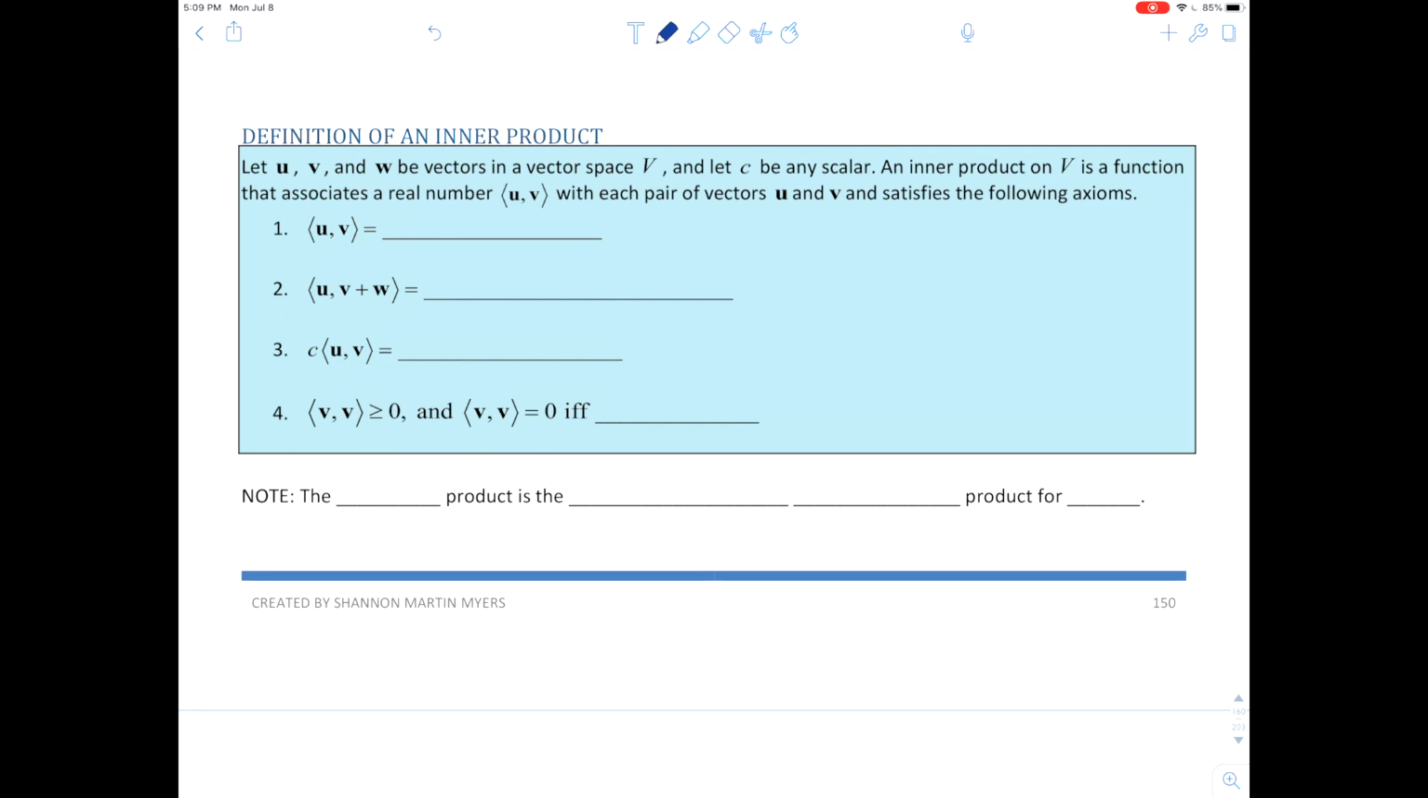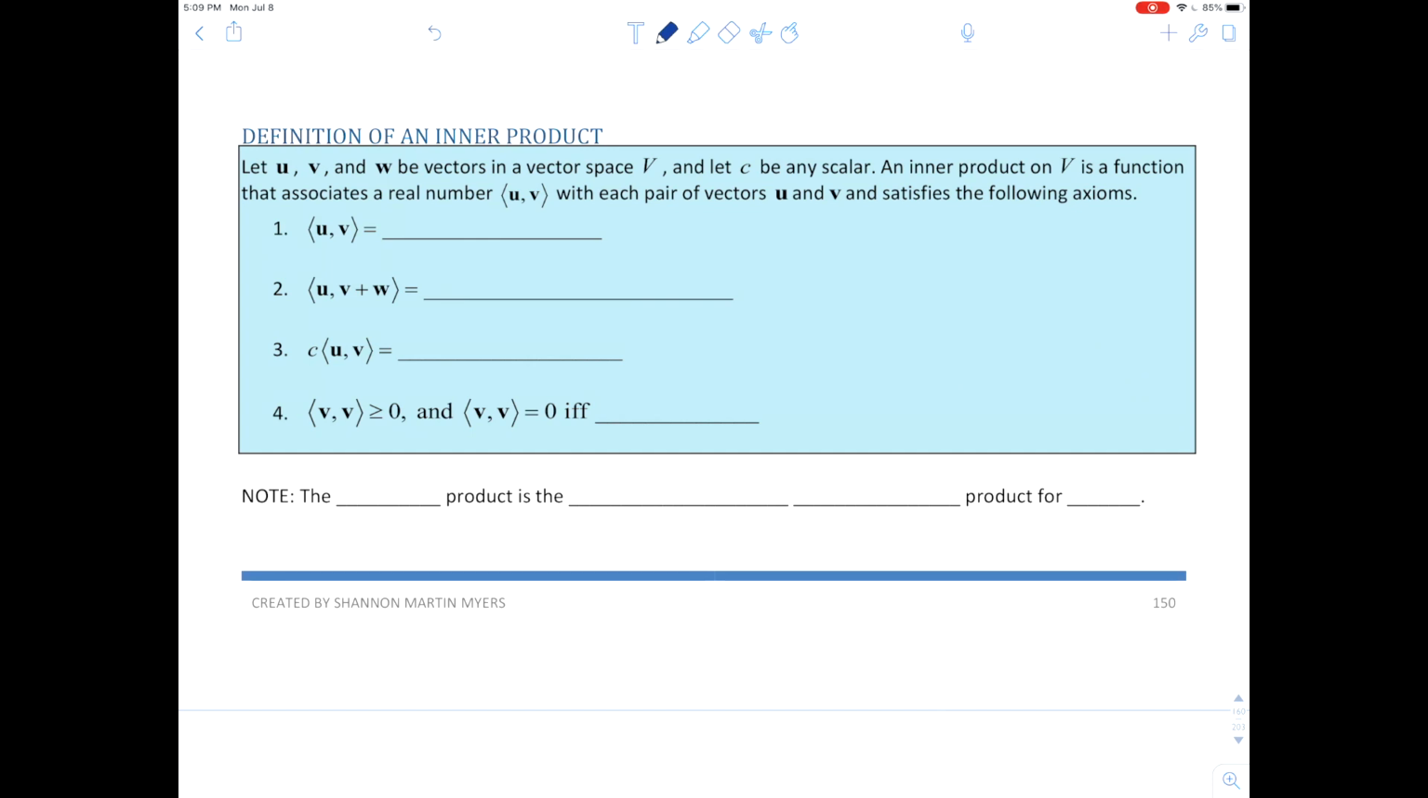So here we go. The inner product of u and v. All right, so u, v, and w are vectors in any vector space V, and c is a scalar. So an inner product on V is a function that associates some real number, which is the inner product of u and v, with each pair of vectors u and v, and satisfies these axioms. So if you want to know if something is an inner product, you would have to check these 4 axioms.